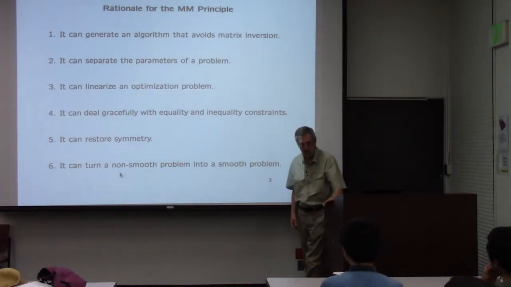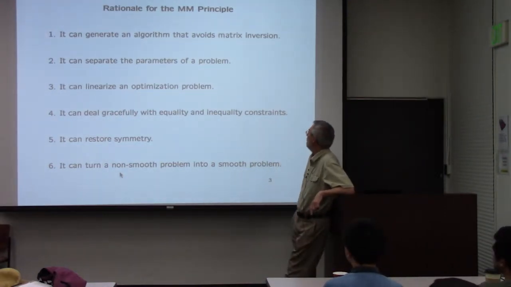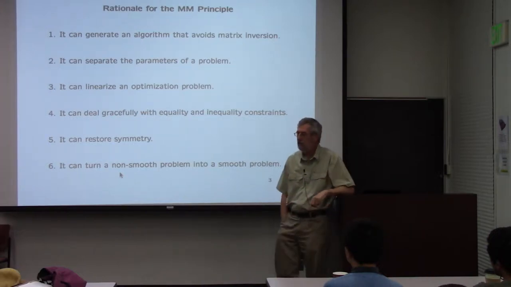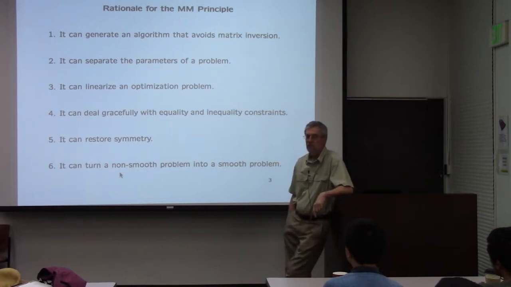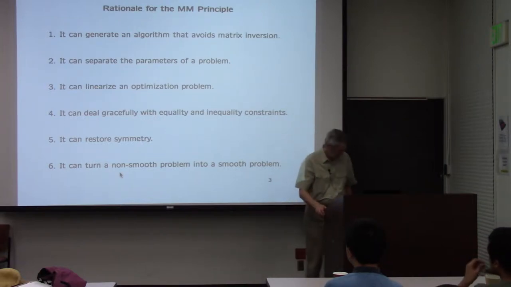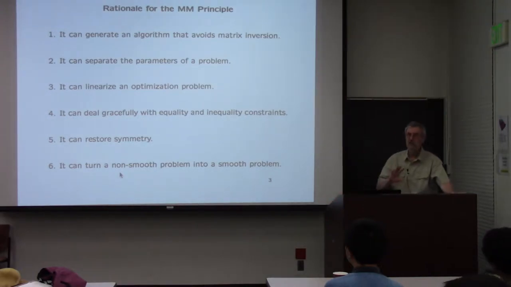Okay, so what can you achieve by using this principle? Well, it can, by separating parameters, avoid these very large matrix inversions and allow you to update one parameter at a time. So you reduce a high-dimensional problem to a sequence of one-dimensional problems or lower-dimensional problems. So parameter separation can avoid large matrix inversions. You can linearize optimization, and you do that when you create quadratic surrogates whose derivatives are linear or affine. It can deal gracefully with inequality and equality constraints because, by definition, they're built into the optimization of the surrogate function.